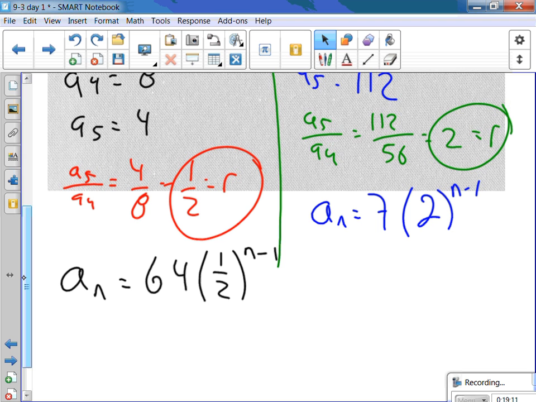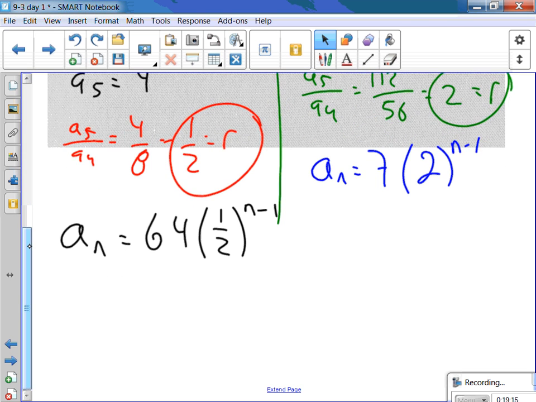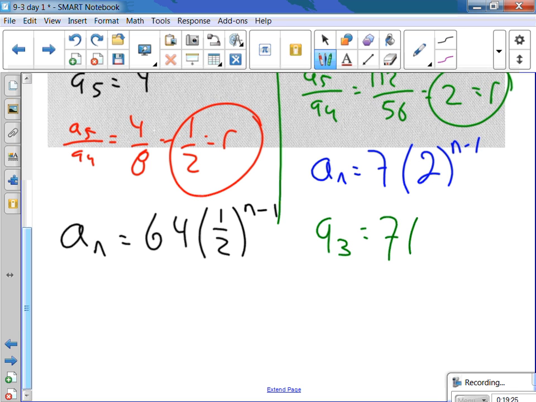Or like, if you put 3 in, A3. Okay, so then 7, that's 14. No, this 2 is raised to the n minus 1. The 7 is not raised to that power. Correct. So here I have 2 to the 3 minus 1. 2 squared is 4. 4 times 7 is 28. And same thing as our A3 up there.